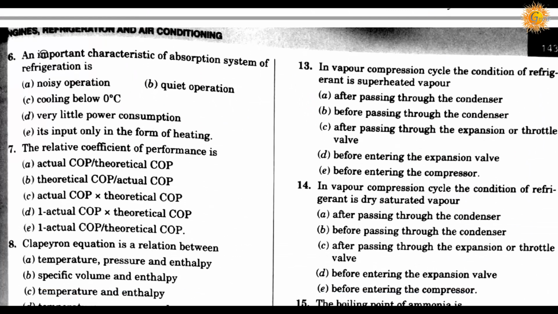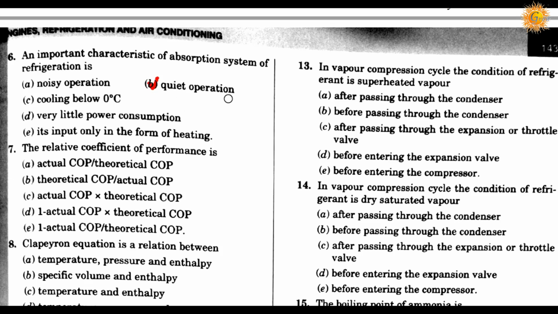Question number 6. An important characteristic of absorption system of refrigeration is option A, noisy operation. Option B, quiet operation. Option C, cooling below 0 degrees centigrade. Option D, very little power consumption. Option E, its input is only in the form of heating. So the correct answer is B. It will be quiet operation.